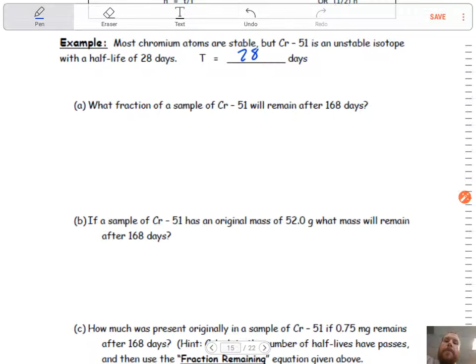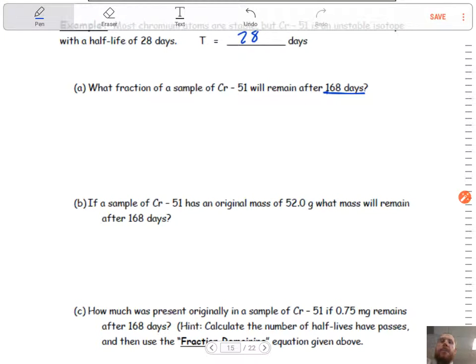No matter what type of problem you're asked, you really need to start by figuring out how many half-lives you've undergone. They'll either give you a total number of days, or they could give you the starting amount and then the ending amount. You can figure out how many half-lives from that. We'll see that as we go along, as you get into some practice with it.